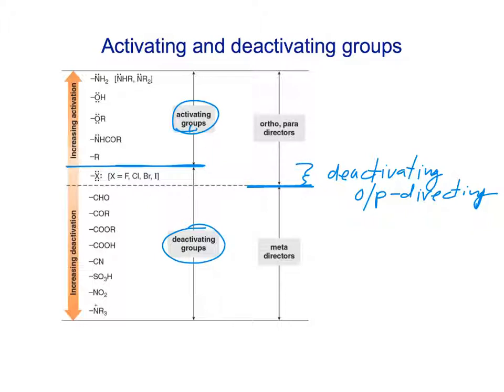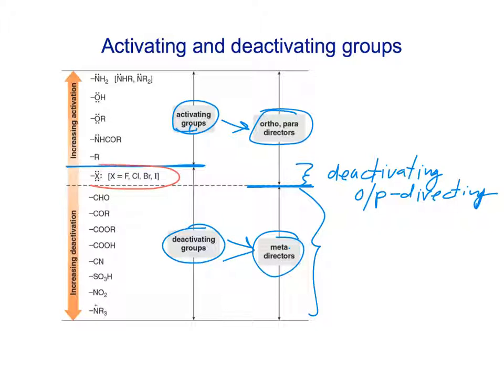Other than that, all of the deactivating groups are going to be meta directors, and all of the activating groups will be ortho-para directing. It's these halogens which are unique to this whole thing, and they just sit right on the borderline.